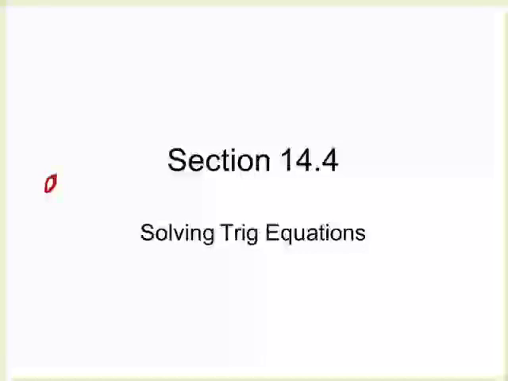This lesson does not at all build on 14.3, where we looked at trig identities, but it does build off of stuff that we did back in chapter 13 with our special triangles. So those 30, 60, 90, and 45, 45, 90 triangles are going to be important to us in this lesson.